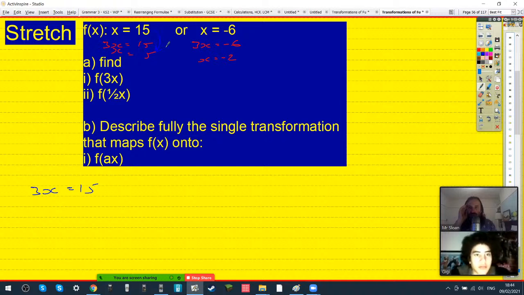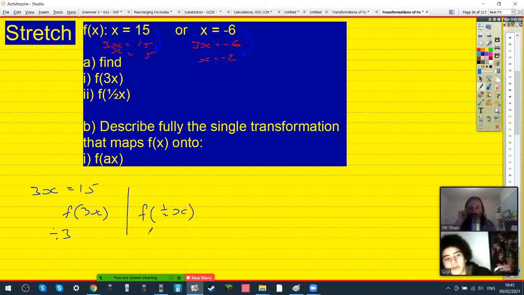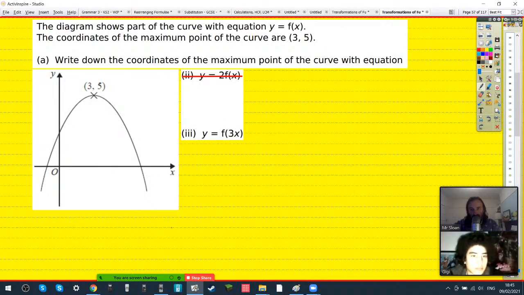15 became 5. Oh, you divided them by 3. So the f of 3x is you divide by 3. What do you think the f of a half x would be? Times by 2. Yeah. Let's give this a go. And these are called a stretch. It's like an enlargement because you're multiplying by a number. Okay. Let's try this one.